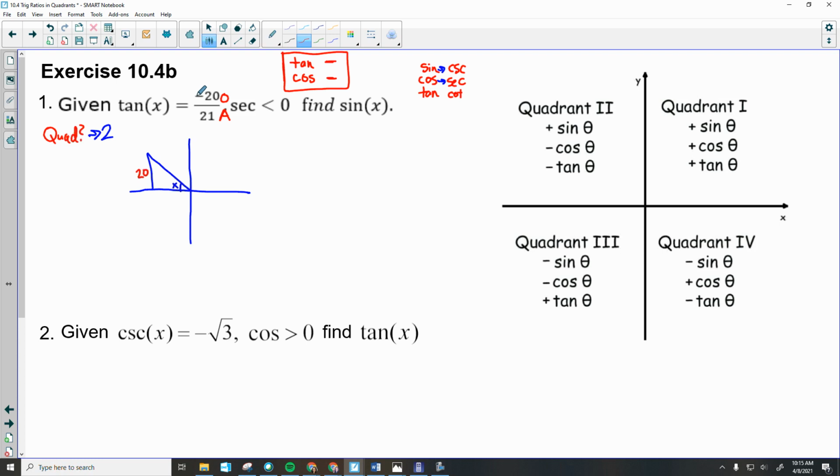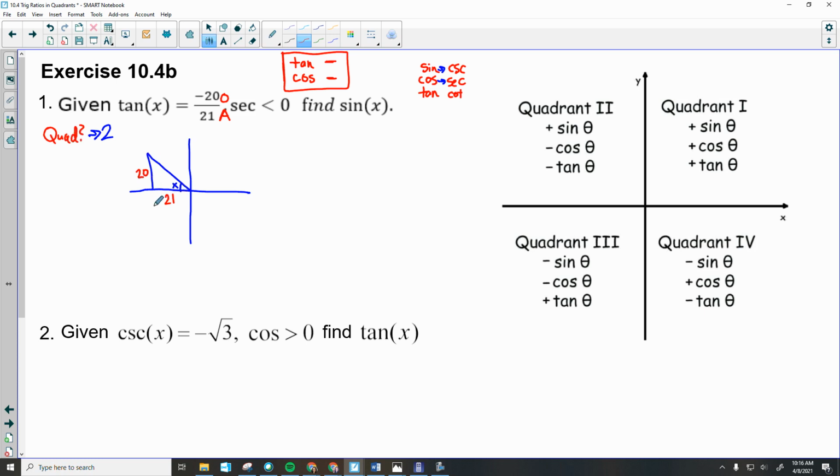Remember, put the negative on at the very end, okay? So we'll save the negative there. We know that there's going to be a negative somewhere, but just wait till the end to put it. And then the adjacent side is 21. So here, now I can evaluate and see where the negative goes. Is it going to go on the side that has 20 or 21?